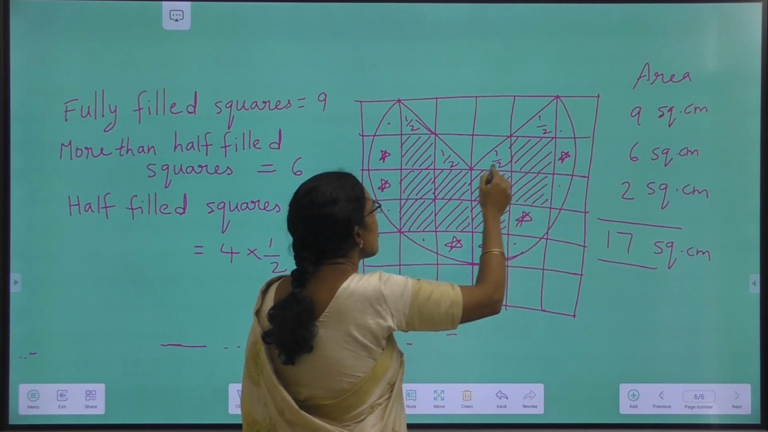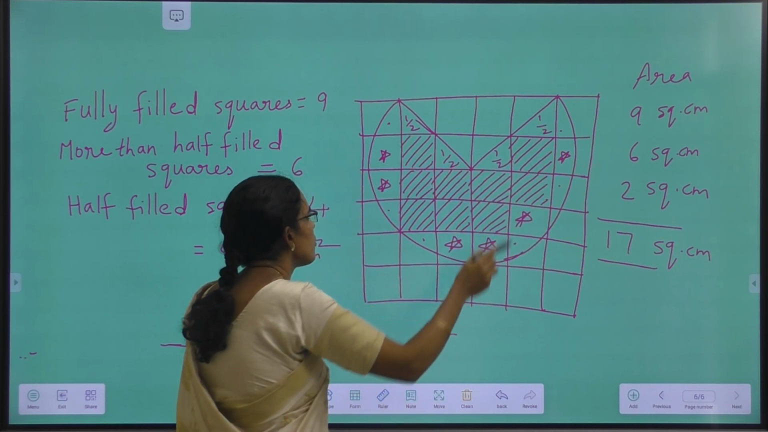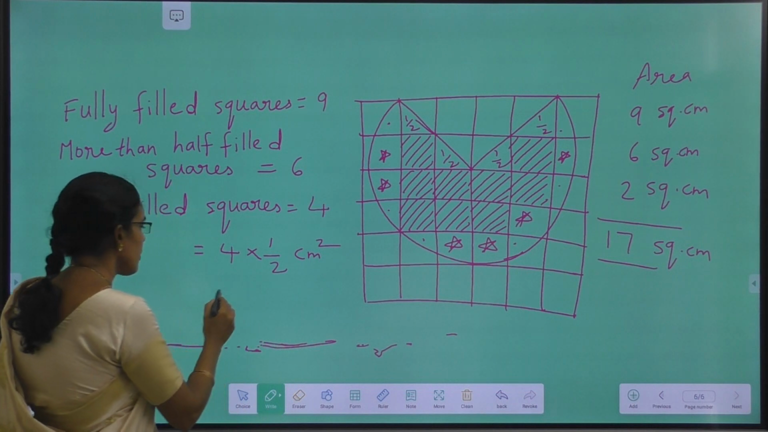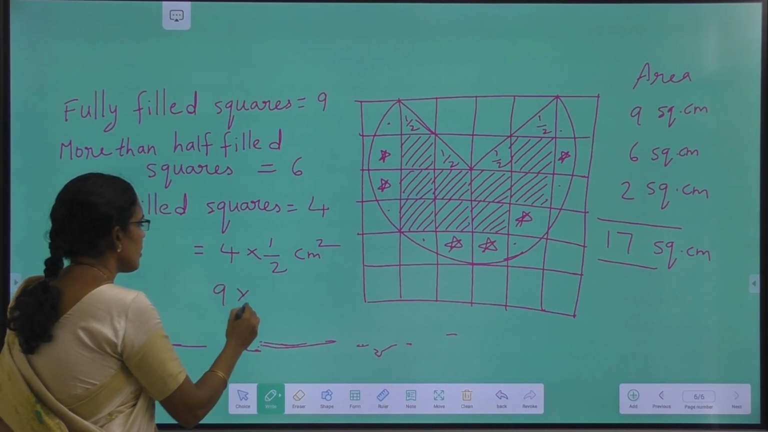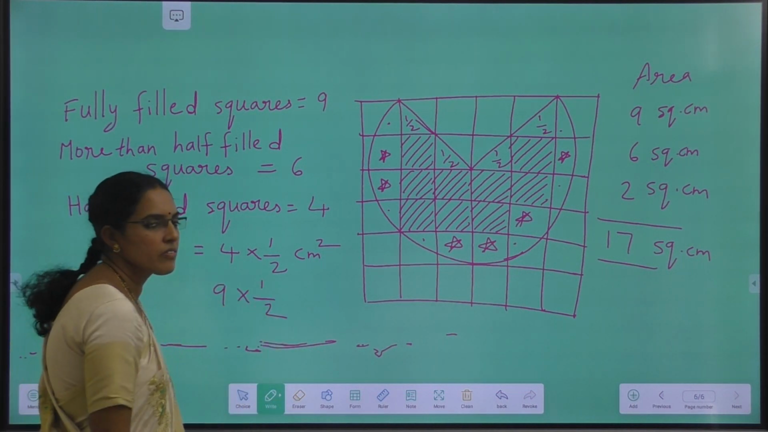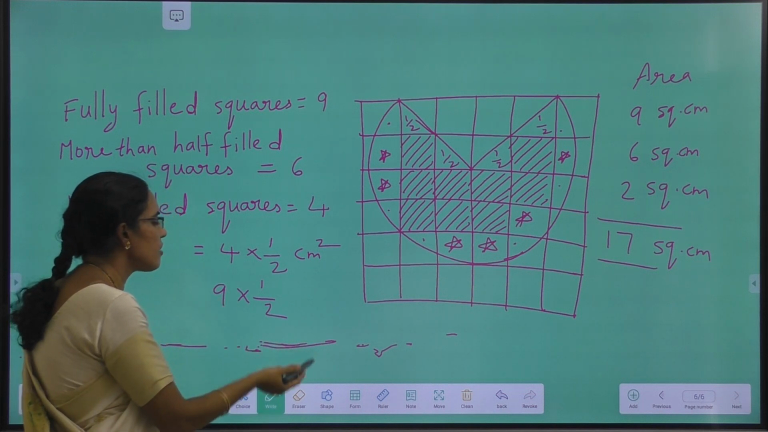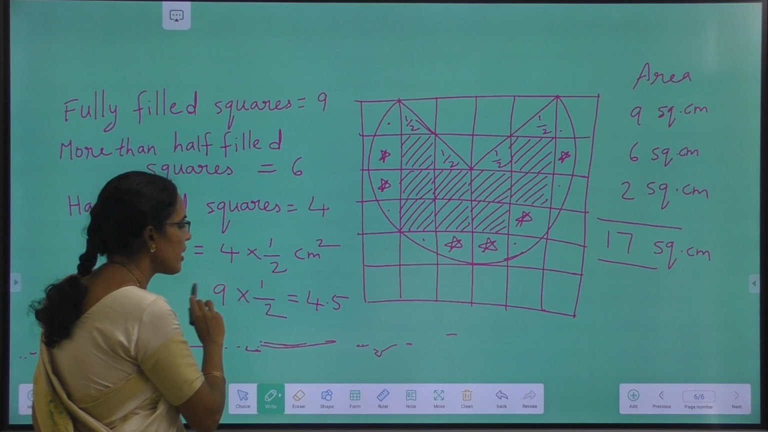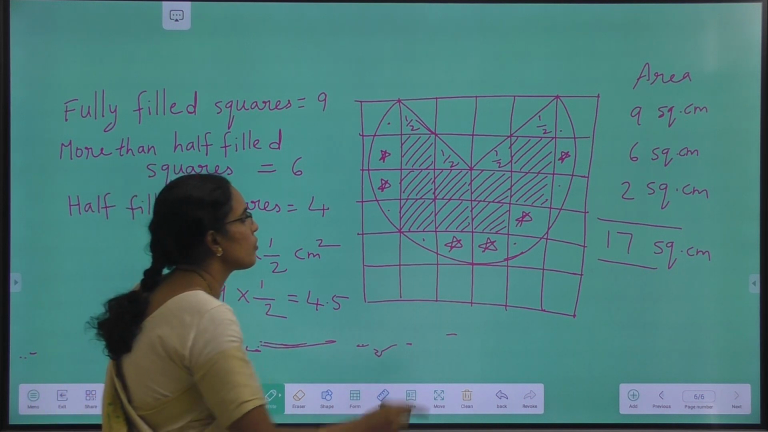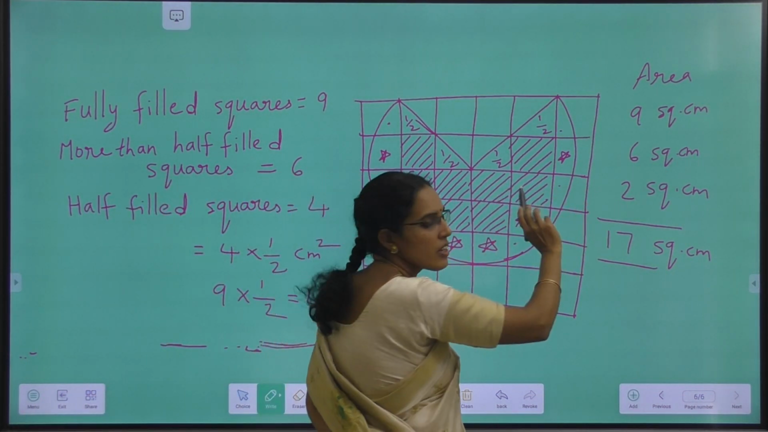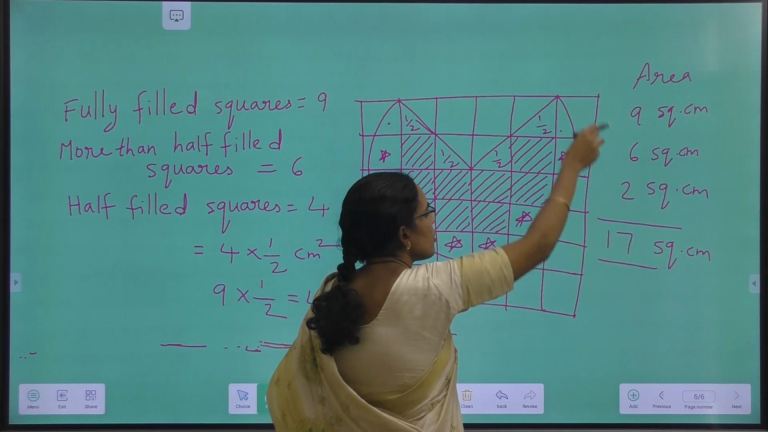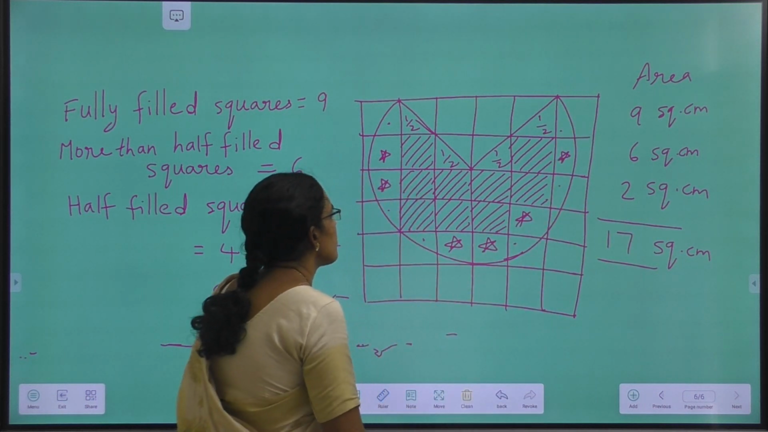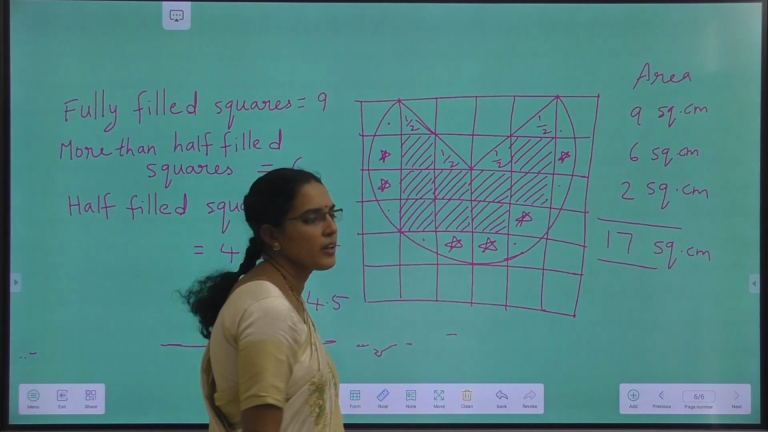Then after that, half filled squares. If there are 9 half filled squares, then 9 halves, you just divide by 2. That is 4 and a half. Just divide by 2. Then you will know the area of the half filled squares. After that, find out the total area. Then you will know the area of the closed figure.